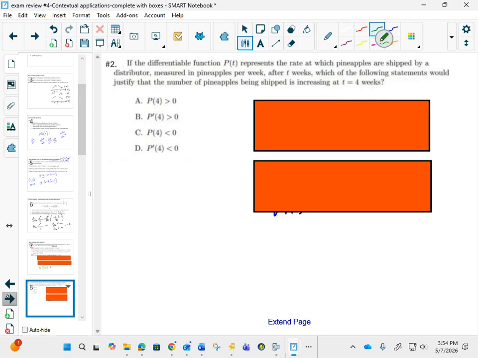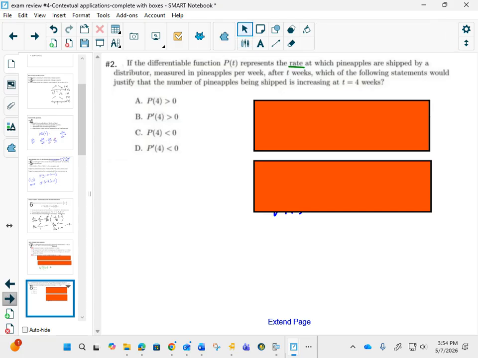Pineapple questions. P of t represents the rate at which pineapples are shipped by a distributor, measured in pineapples per week after t weeks. Which of the following statements would justify that the number of pineapples being shipped is increasing? What has to happen, if you move up one level, for it to be increasing?